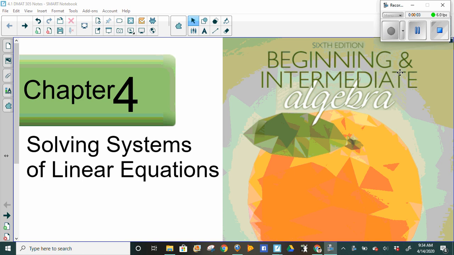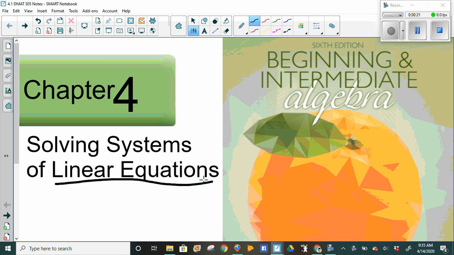All right, so today we are going to start chapter 4. We're going to do solving a system of linear equations. And just to give you an idea, basically what you're going to do is you're going to take chapter 3. So in chapter 3, we had to do linear equations. So now we're going to do 2 linear equations. So we'll have 2 linear equations.